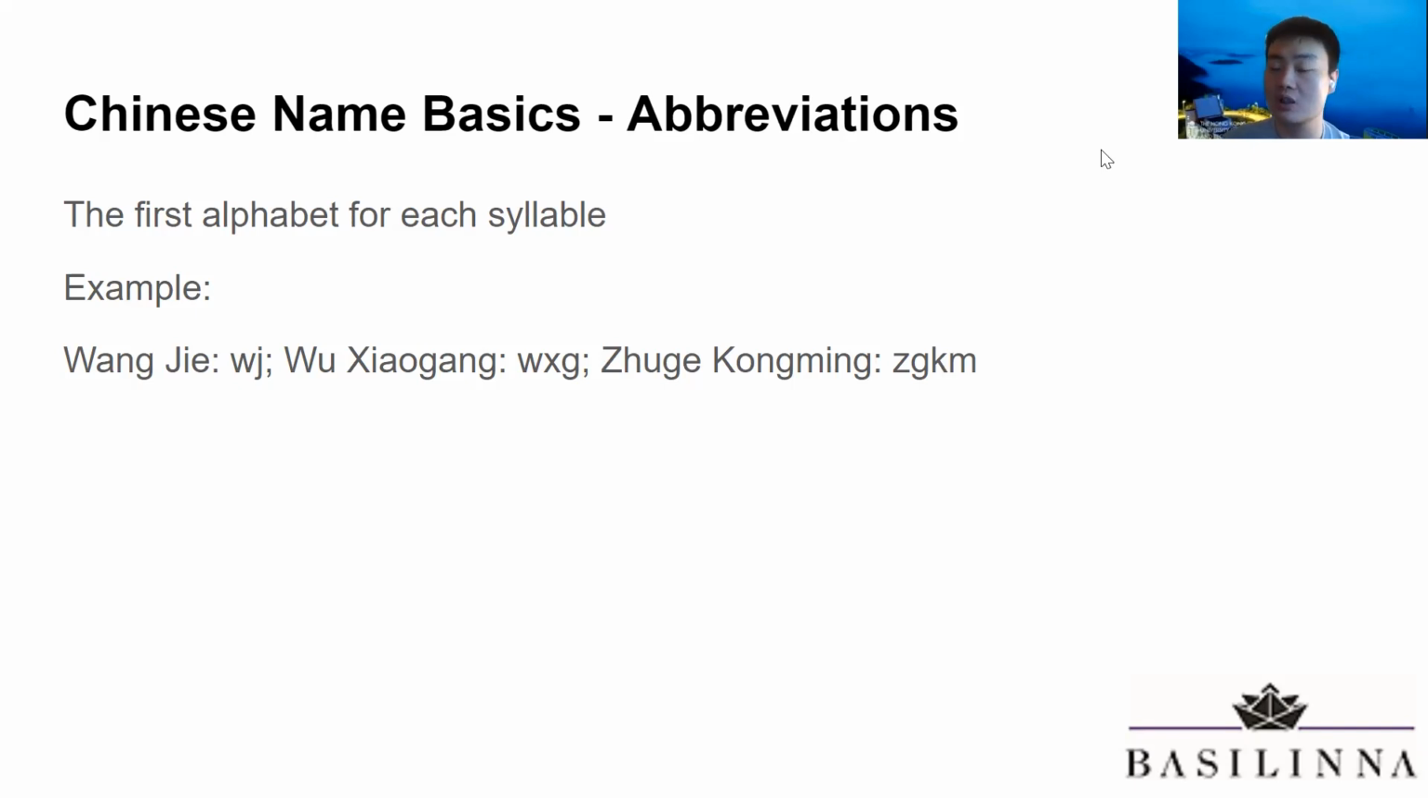And for Zhuge Kongming, we could say Zhuge is the last name, Kongming is the first name, but both Zhuge and Kongming have two characters and two syllables, so that would be ZKM. But believe me, this case is pretty rare. You know, people whose last name is Zhuge or Ouyang are really rare.